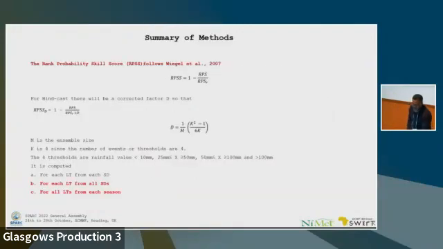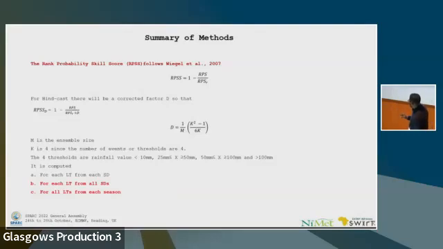For the rank probability skill score, we follow Wilks et al. of 2007, and it is based on 4 rainfall threshold values. The first threshold is rainfall that is less than 10 millimeters.